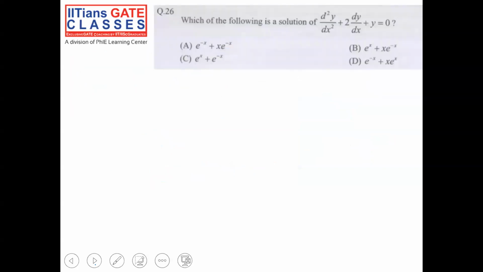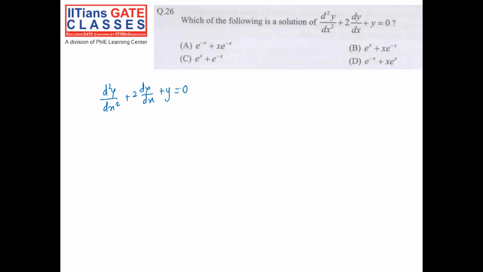So coming towards the next question. This question is about the differential equation, and they're asking us the solution of this differential equation, which is d2y by dx square plus 2dy by dx plus y equal to 0.